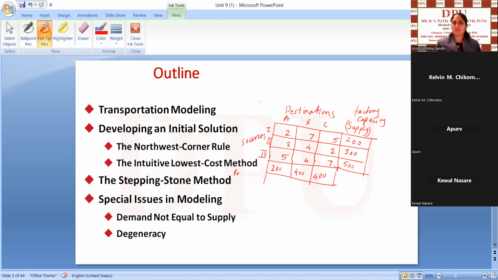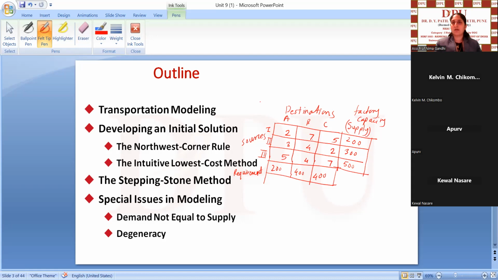So these are the requirements at different destinations. Destination A requires 200 units of that product, B requires 400 units, C requires 400 units. Okay, so what are these numbers? When they do the transport from source 1 to destination A, they have to pay, let's say, 2 rupees cost per product. So these are the costs given, costs of transportation per product.